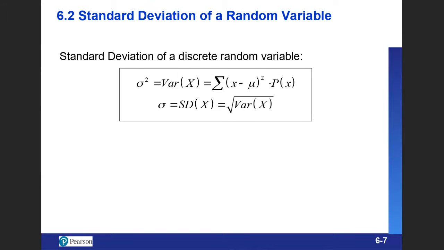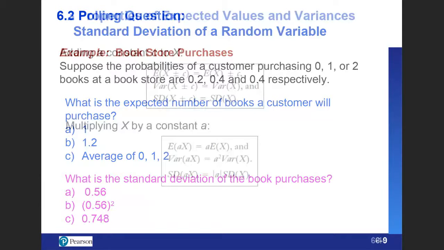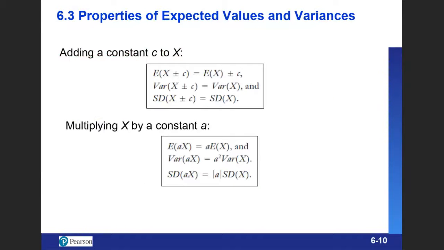We applied it to an example about an insurance company. Then you did one on your own where you calculated expected value and standard deviation for this example, bookstore purchases. Then we ended the class by talking about what if you have a constant and you add it to your expected value or your standard deviation, and what if you had a constant that you multiplied to your expected value or your standard deviation. So that's where we ended.